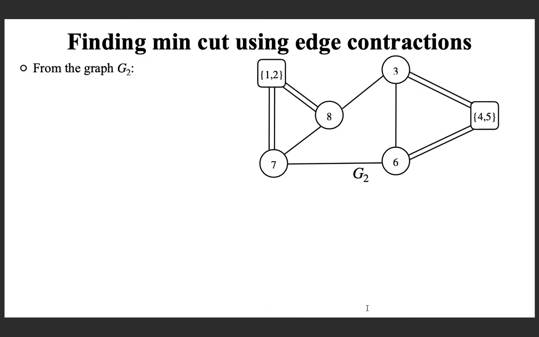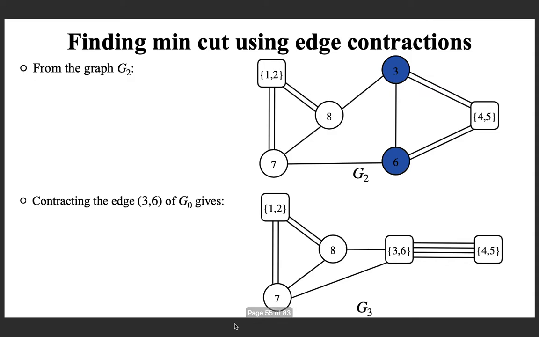Now we have G2. You do the third edge contraction, you are getting G3, and this time suppose you selected 3 6 as the edge. It does not matter which one you are selecting. 3 6, then you are getting this as the resulting graph G3.